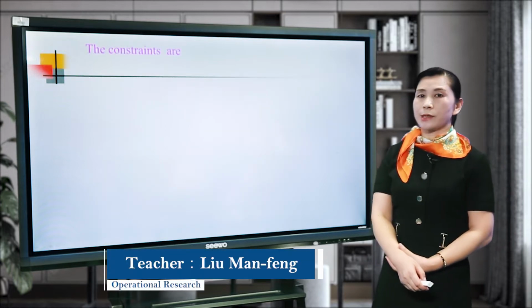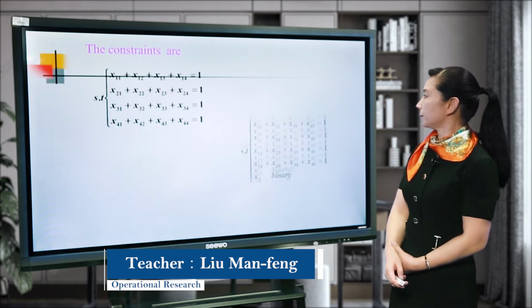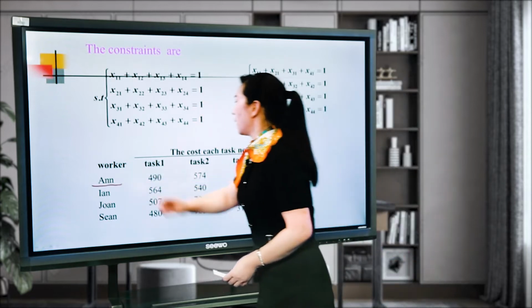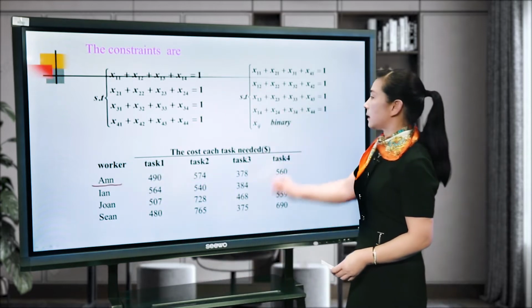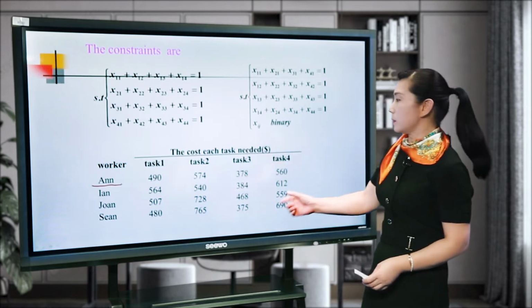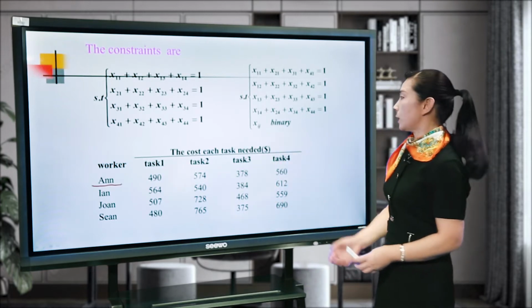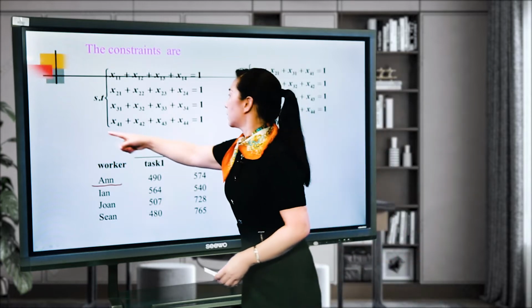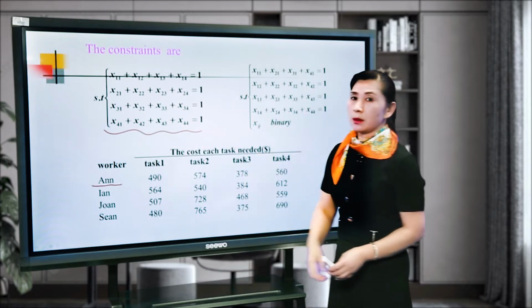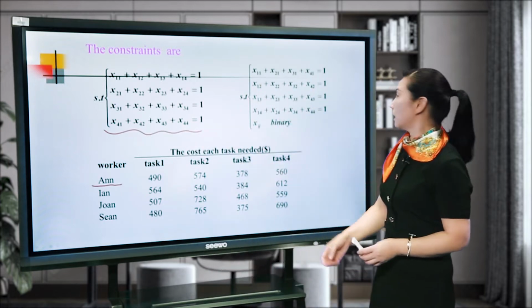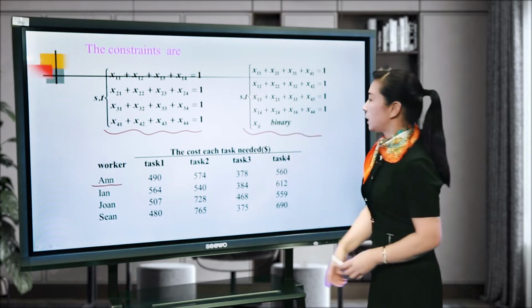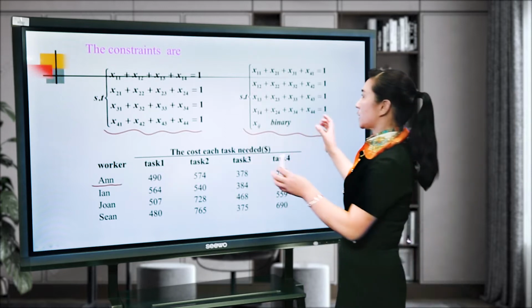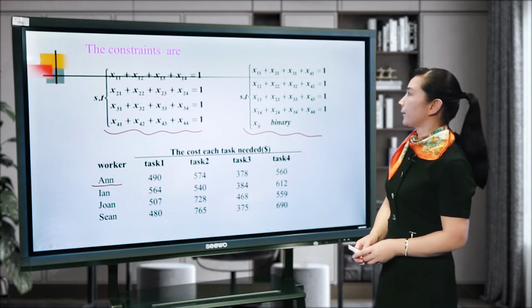Now we see the constraints. In this problem, each worker only finishes one task, and each task needs only one worker to finish it. So it's one to one. We write it like this: each worker finishes one task, and this means that each task needs only one worker to finish it. So we get these types of constraints.